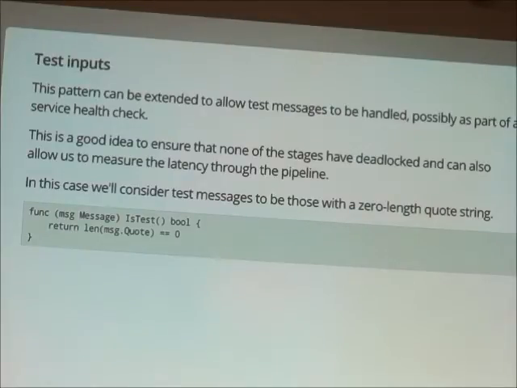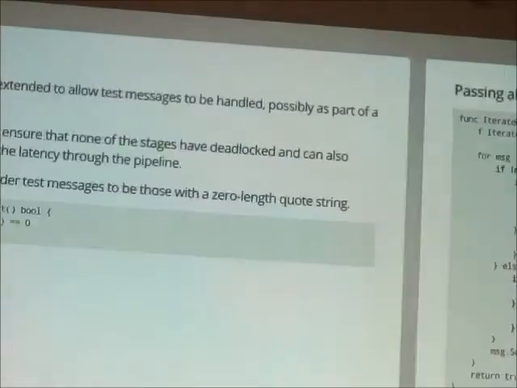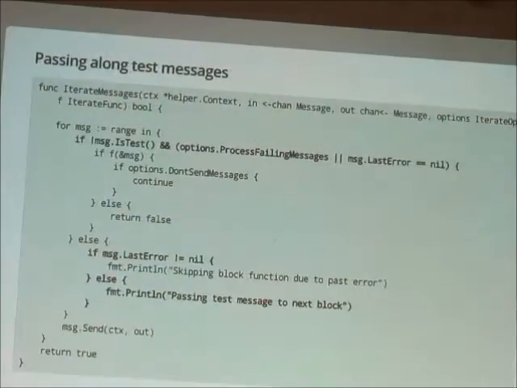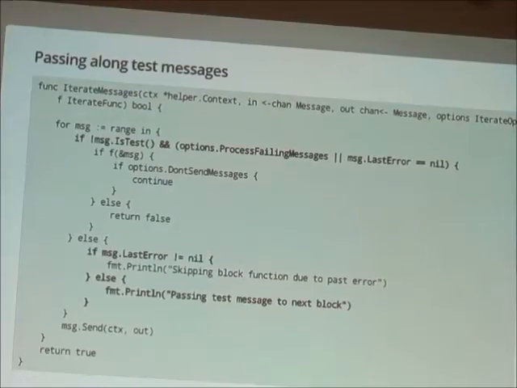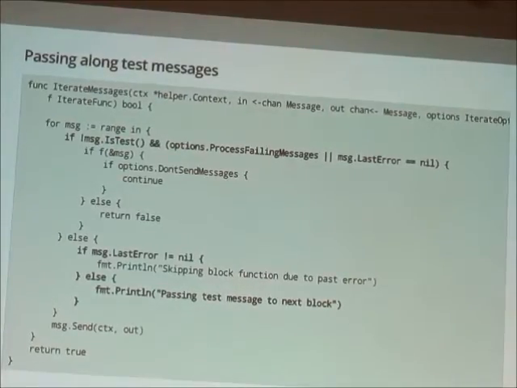So in this case, I added just a simple test function that says that it's a test message if the quote has zero length. As you can see there. So basically, we can handle this entirely within that iterate messages helper function. If we have a test message, we're not going to pass it into the stages function, and we're going to print out a message just saying that we're passing the test message onto the next block, just for test purposes, or to show that it's actually working.